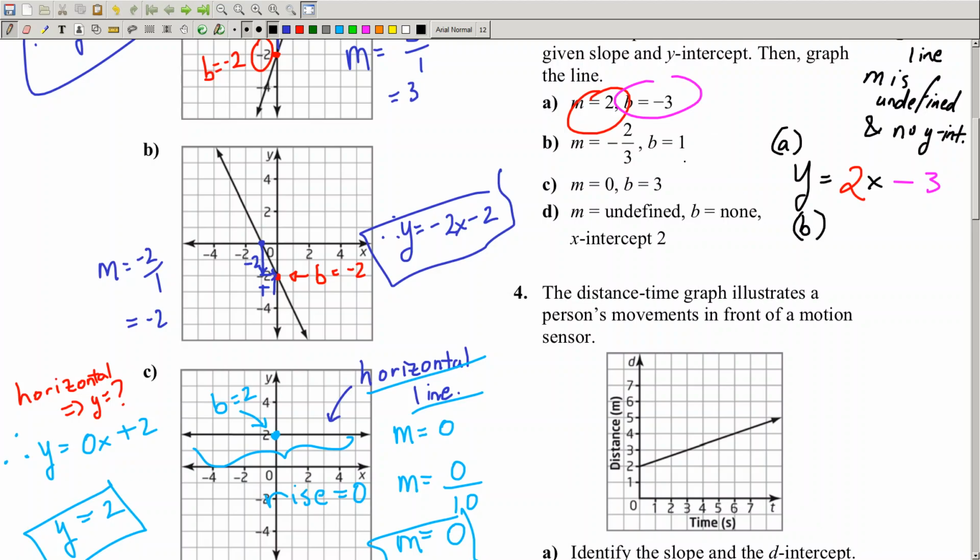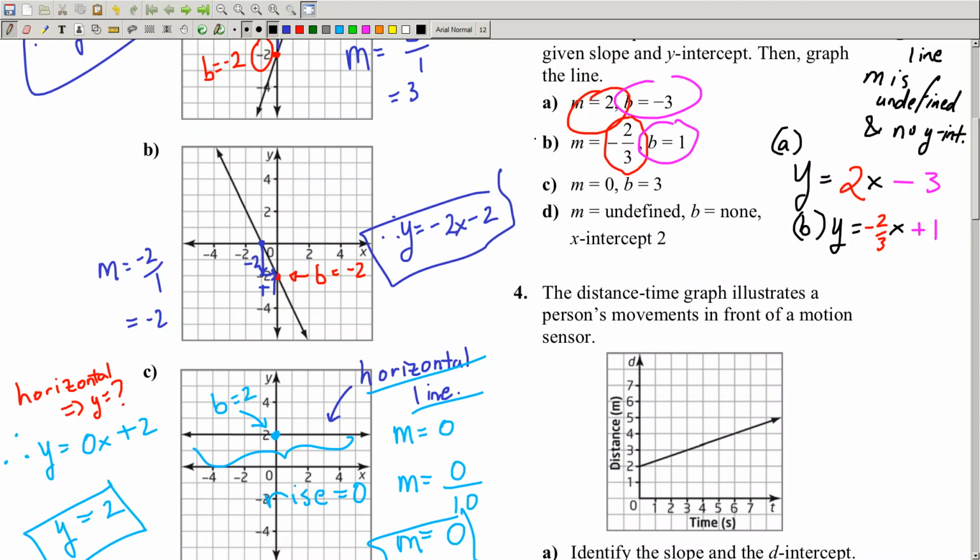What about part B? Well, the slope is negative 2 over 3, and the y-intercept is positive 1. So I'm going to write out my equation. And I'm going to replace m with negative 2 over 3. And I'm going to replace b with positive 1. And there you go. That's my equation for part B.